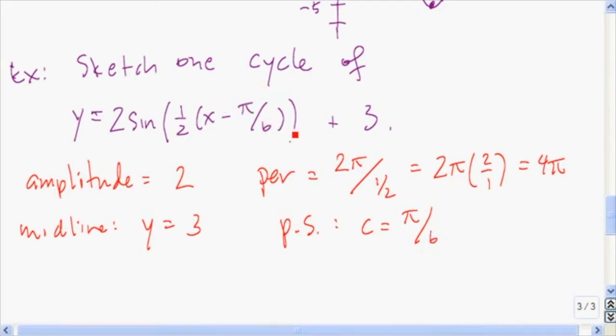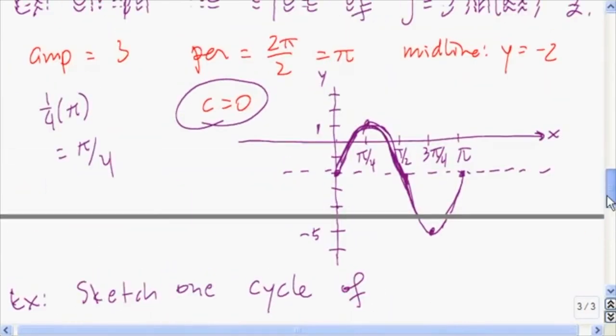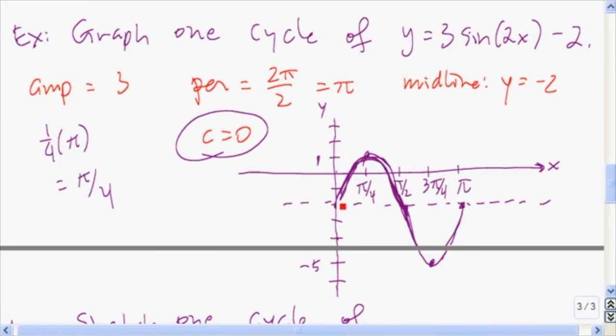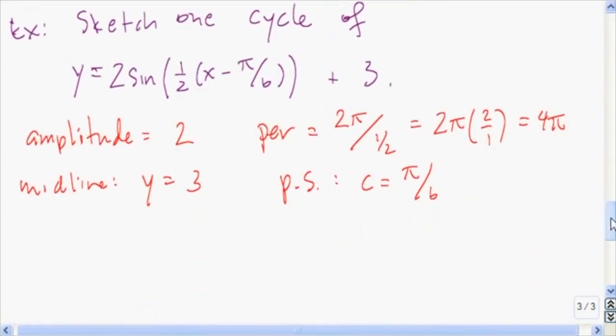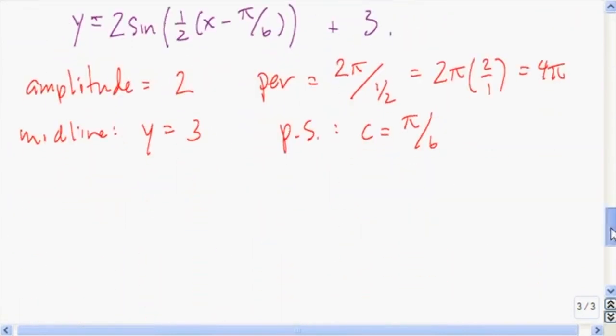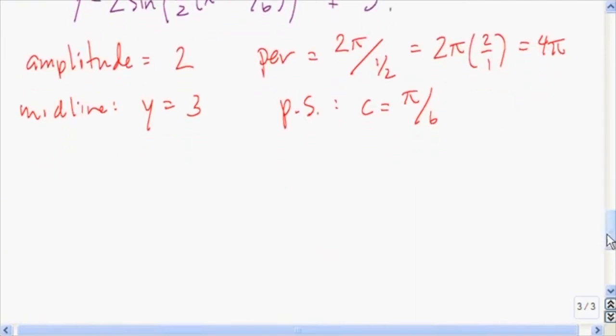So it's going to be just like the other two problems, only instead of starting at the origin on the midline, we're going to start at our phase shift on the midline. Okay, so go ahead and plot your phase shift and add the full period to it. Press pause while you do that.